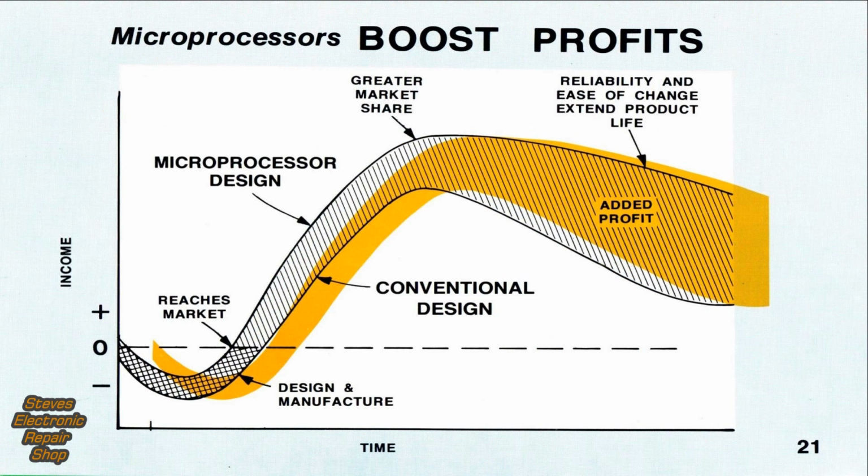Frame 21. Here we see the benefits of the microprocessor-based design when compared with the conventional design. The microprocessor reduces design and manufacturing costs and reaches the market sooner. Therefore, it captures a greater share of the market. Reliability and ease of change greatly extend product life, producing a higher profit margin.